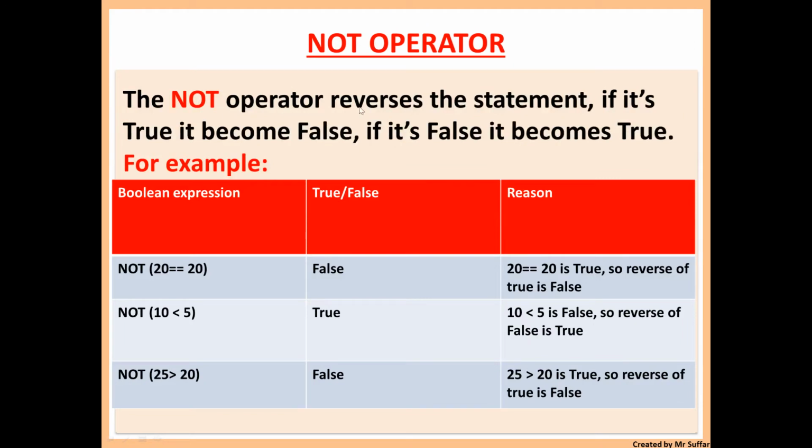The not operator will reverse the statement. Now, if the input is true, it will become false. If the input is false, it becomes true. It just reverses it. So it says not, and then 20 is equal to 20. Now 20 is equal to 20, so that's true. So inside the brackets, we have true. Then it says not true. Not true will evaluate to false. Not 10 is less than 5. So 10 is not less than 5, so that would give you false. But then not false will reverse that to true. So not false will give you true. Then we have 25 is greater than 20, so that's true. Then we have not on the outside, so not true would give you false.